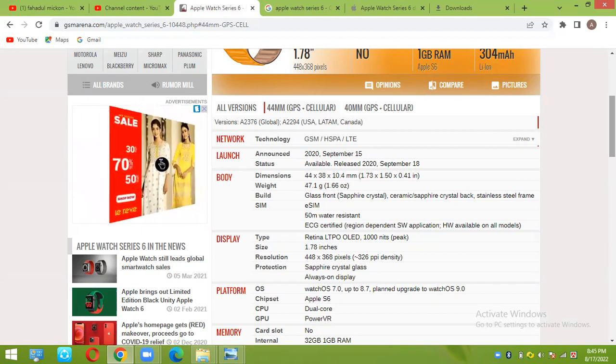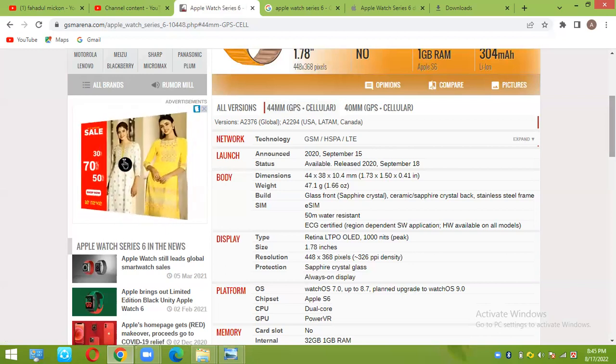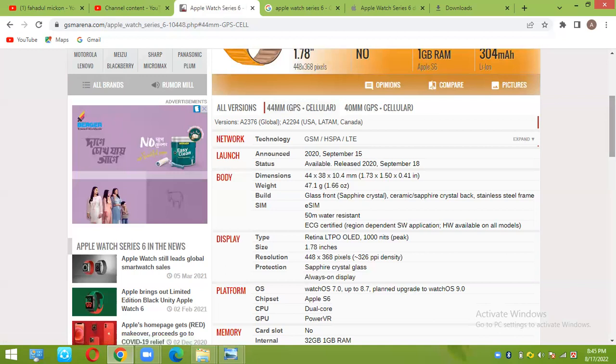And if we see the network systems, it has 2G, 3G and 4G on the Apple Watch Series 6. And we told you before that it was launched on 15 September 2022. Its body is 44 by 38.1 by 10.4 millimeters, and its weight is 47.1 grams.